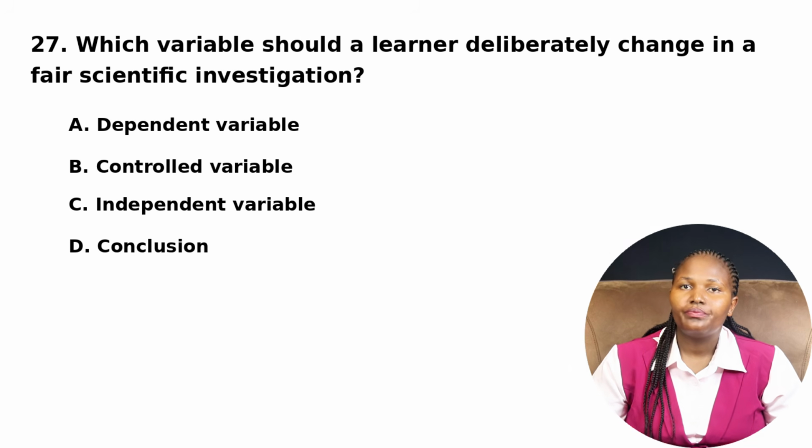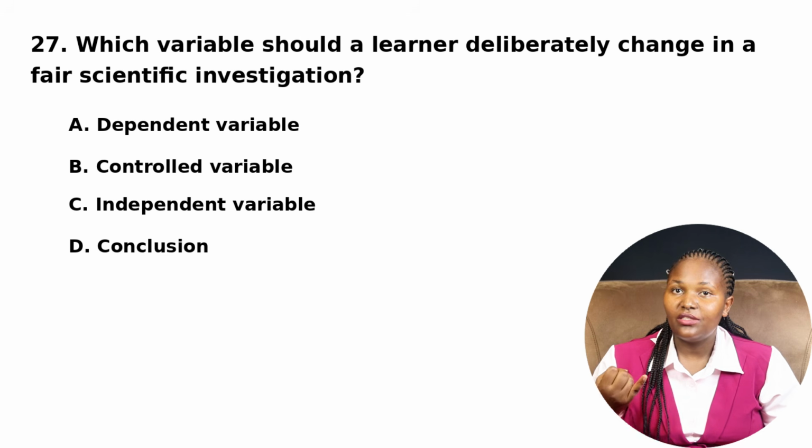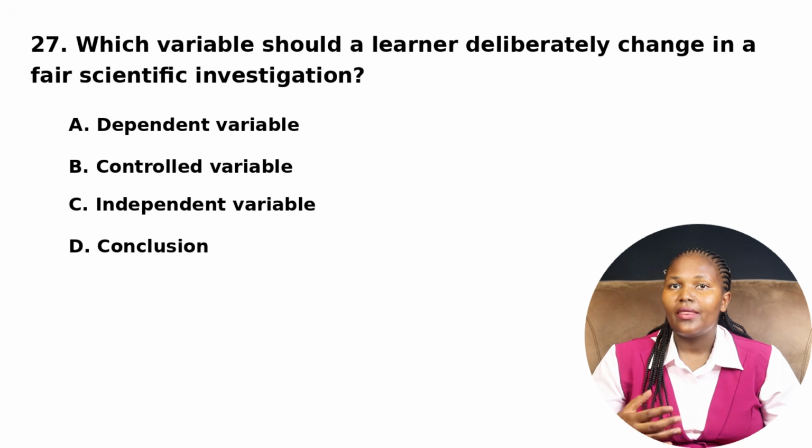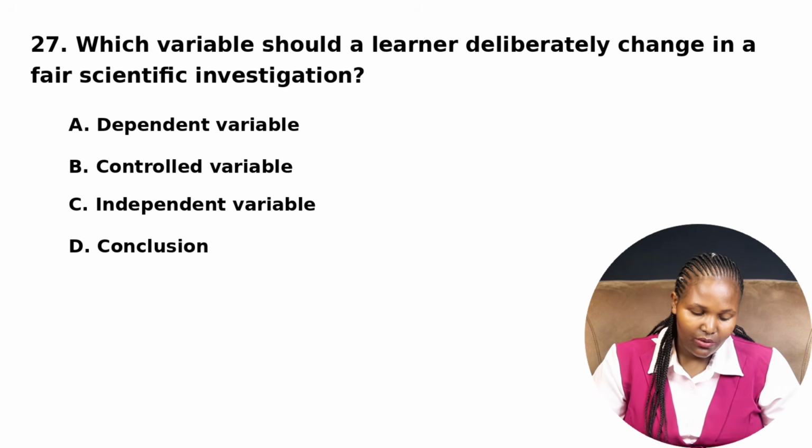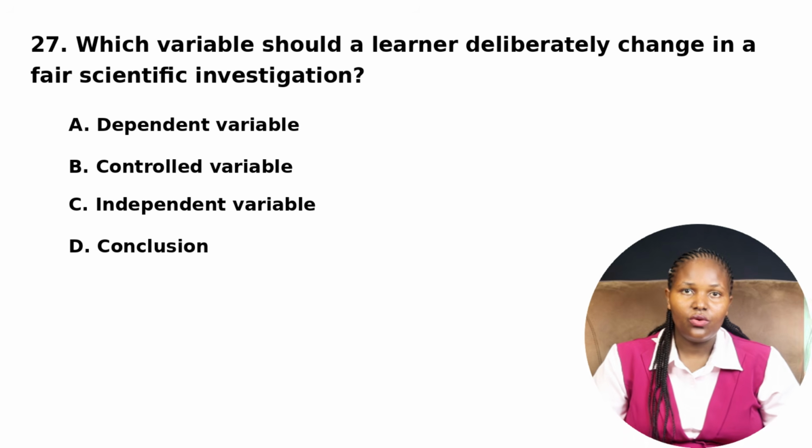Now, for scientific investigations, you need to remember about identifying variables, about using controls, about measuring carefully, about repeating, the importance of repeating the procedure of the test that you are doing, the importance of analyzing evidence, and making supported conclusions using your analysis or your results. Those are some of the things that you need to know when it comes to such kind of questions. Then next we go to question number 28.